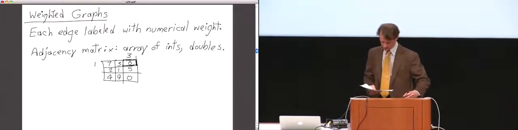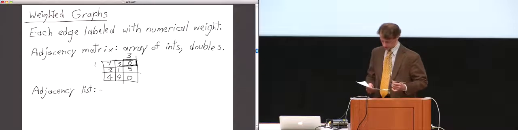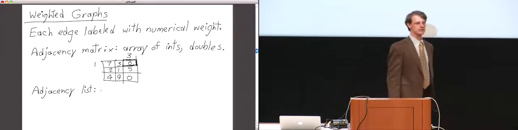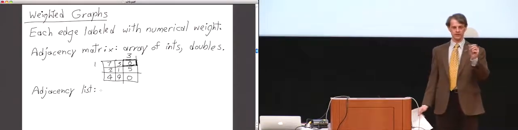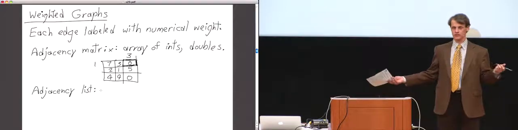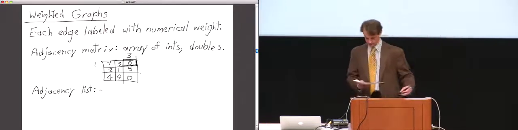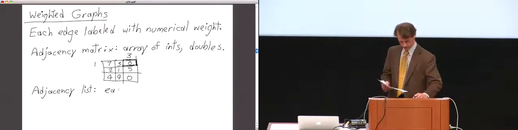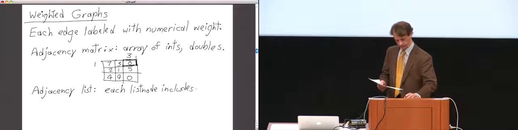If you have an adjacency list, on the other hand, then remember what we've got is a list of lists. That's what an adjacency list is. And for all those little second-level lists, if they're list nodes, you can just add an extra field to those list nodes so that you have room to put that weight. So now each list node will include a weight. One extra field.